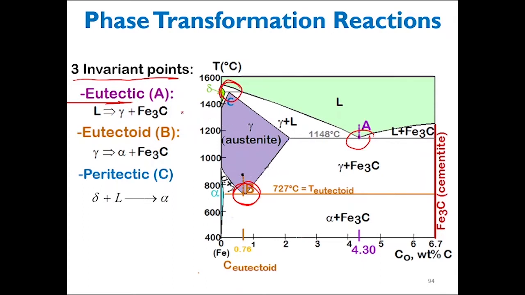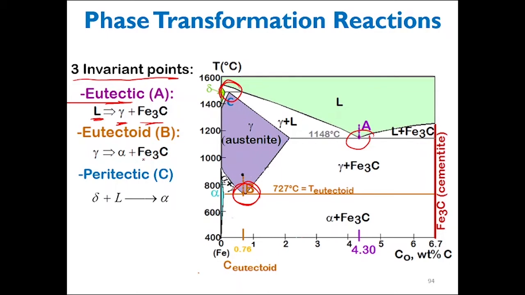Please remember, for eutectic, a single liquid phase will change into two solid phases. For the iron-iron carbide system, the two solid phases are gamma austenite and cementite. This transformation is done upon cooling. Upon heating, gamma austenite plus cementite will transform into liquid.